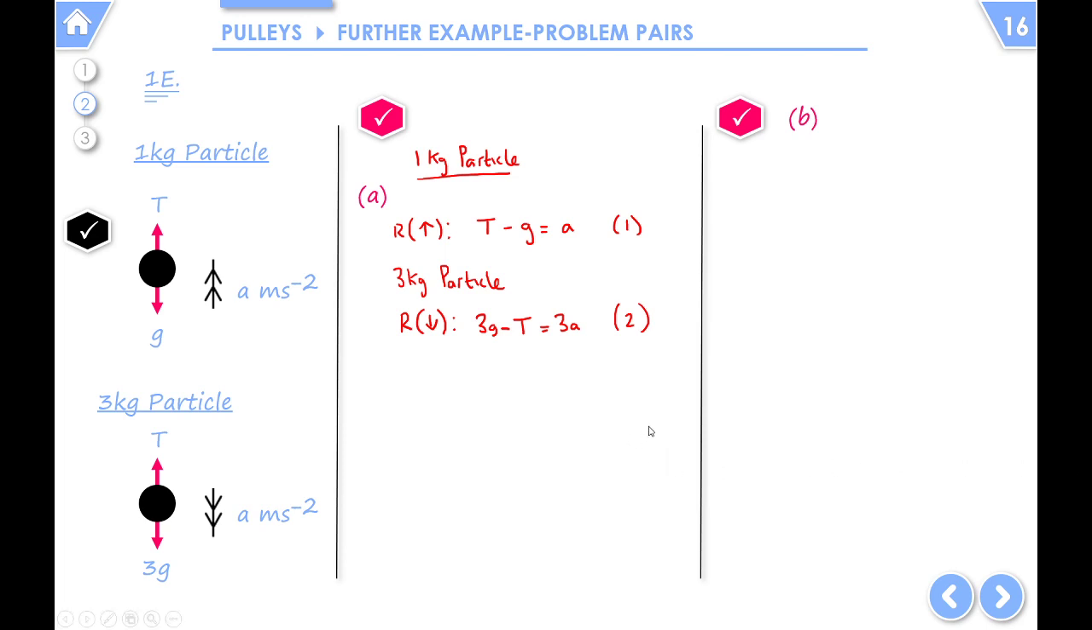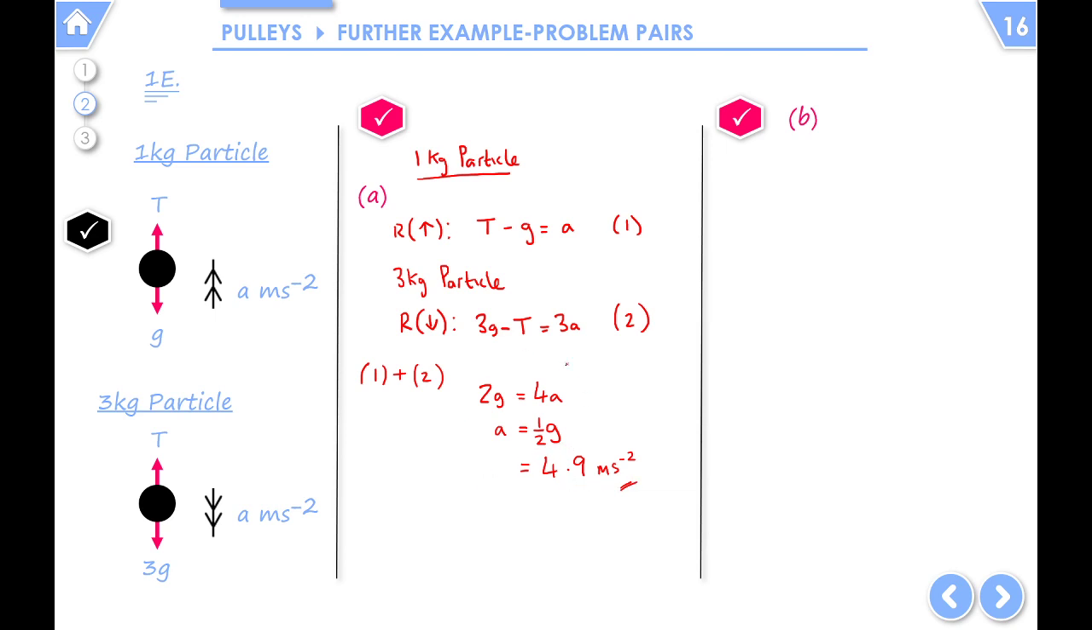Now the manual way to solve these equations is always the same for these kind of things. You do equation 1 plus equation 2, because you'll be doing T plus minus T, which will cancel out. And I've got 3G plus minus G gives me 2G. And on the right hand side, 3A plus A gives me 4A. Which gives me A equals 1/2 G. Considering we're using G as 9.8 in this question, I don't need a calculator to tell me that that's 4.9. Okay, so that's part A done.